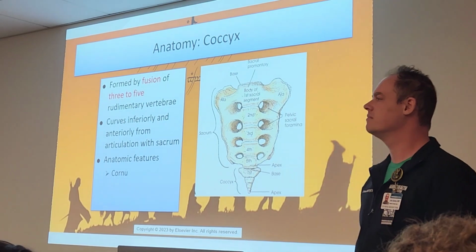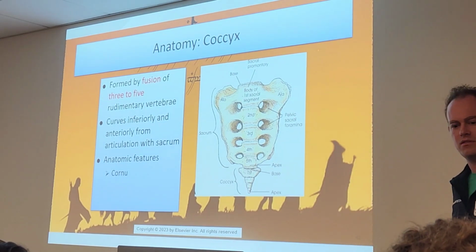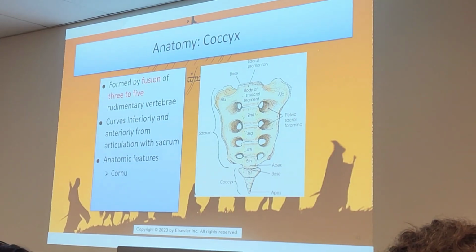How many bones make up the coccyx? 3 to 5. 3 to 5. And that's just random between people. Not going to contribute to height. Coccyx is there as a support, by the way, so you can sit on your bottom, believe it or not.